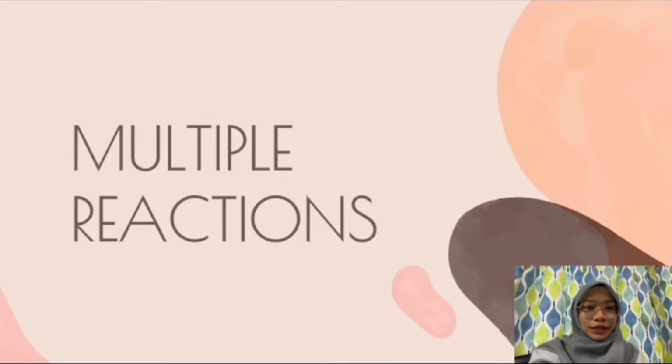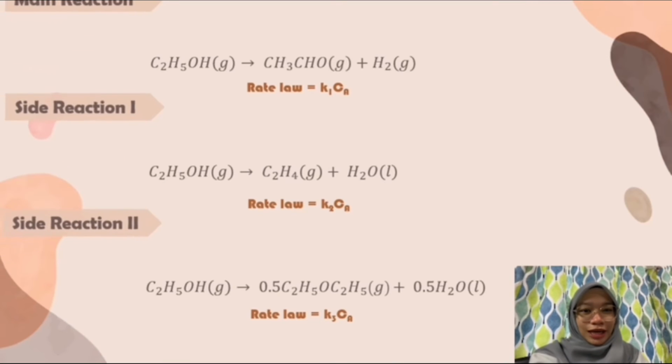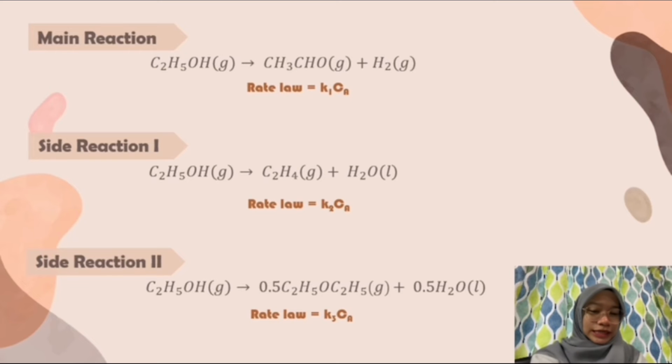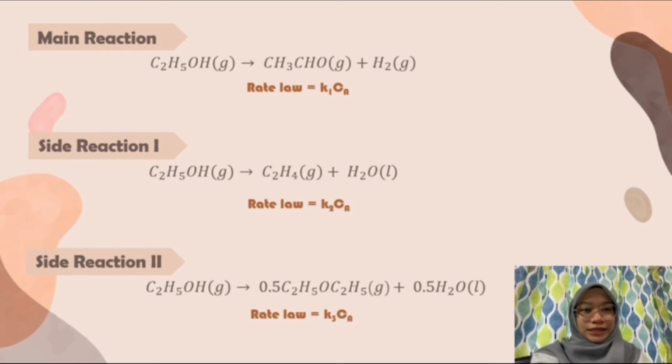Next, I will continue with the multiple reaction part. For this part, we have to list down all the possible reactions that might occur in this reaction. So there is one main reaction and two side reactions. The main reaction is C2H5OH producing CH3CHO, which is acetaldehyde, and hydrogen gas, where the rate law is k1CA.